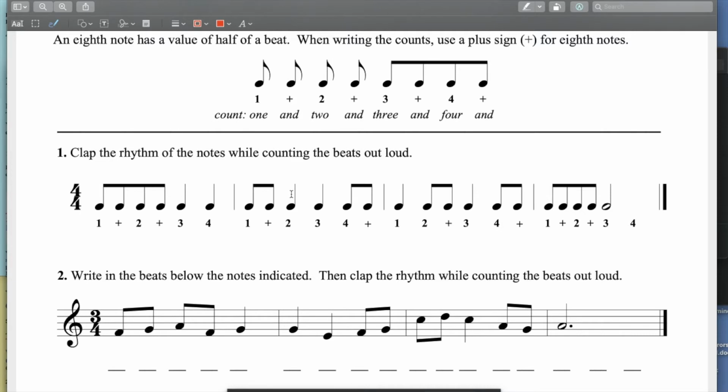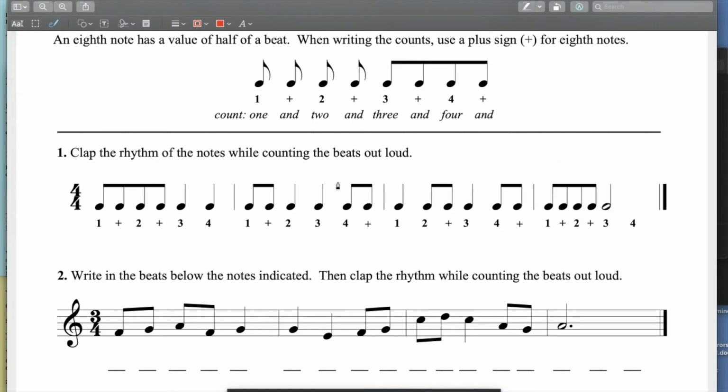So the first measure: 1 and 2 and 3, 4. Second measure: 1 and 2, 3, 4, and. Third measure, 1, 2, 3. Oh, my bad. Third measure: 1, 2, and 3, 4, and. Last measure: 1 and 2 and 3, 4. Yes, that's the last measure.